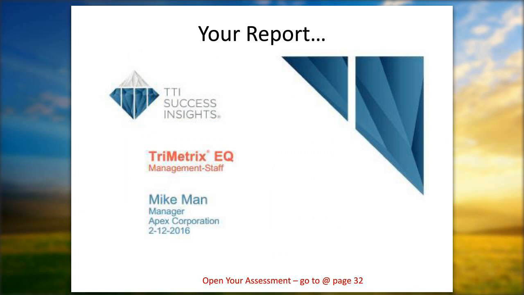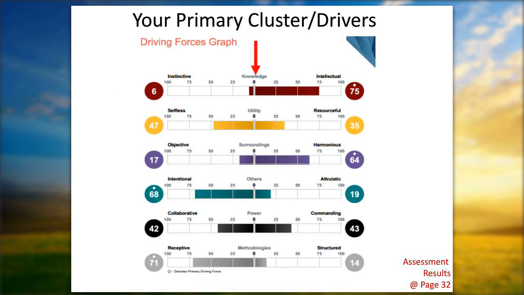Let's pull up your report and open your assessment. You'll go to approximately page 32. I say approximately because every report is tailored to you, and so some of the page numbers will be different. So open your report, and you'll go to page 32, and this is a list. If you look in the middle there, you see what I just referenced, the keywords: knowledge, where the arrow is, utilitarian, surroundings, others, power, and methodology.